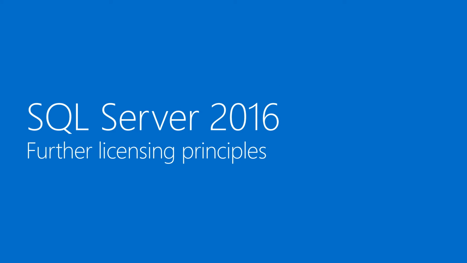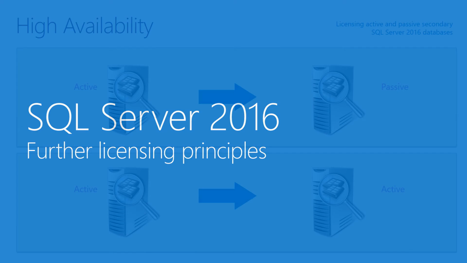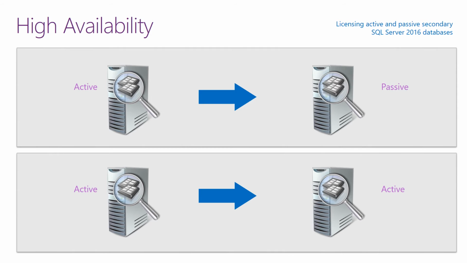Our final section I've entitled Further Licensing Principles, and this is where we'll look at some of the supporting information that you need to know about licensing SQL Server. The first thing I want to look at here is licensing for high availability. This means having some sort of option available to you if a server should go down.